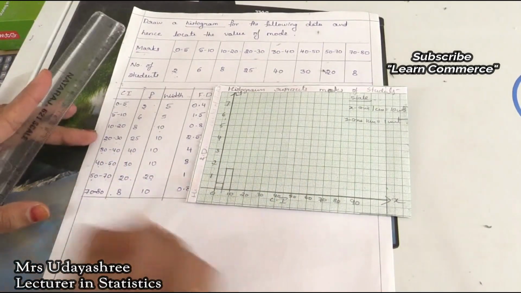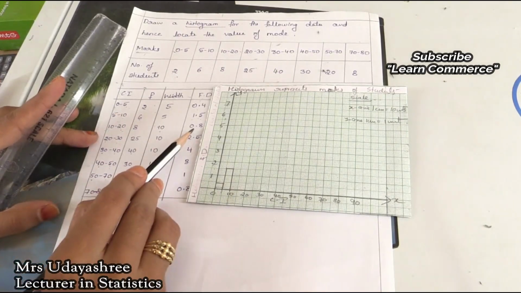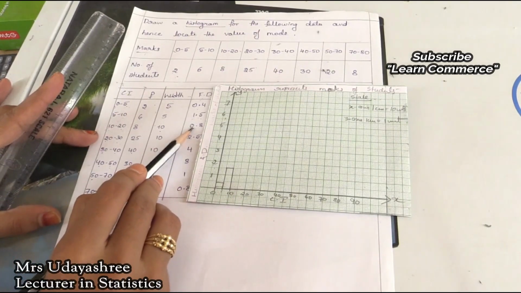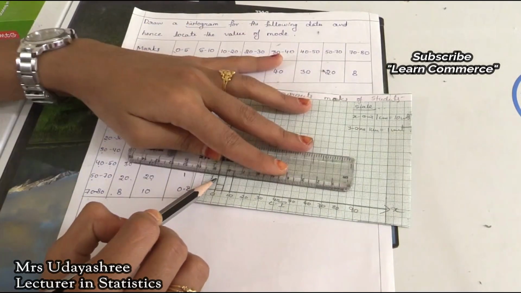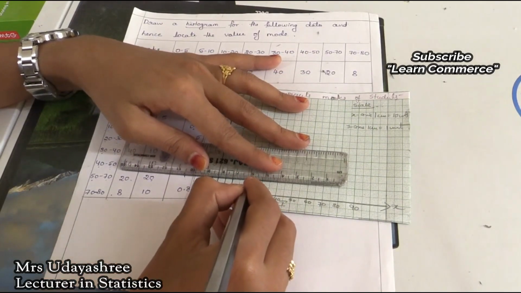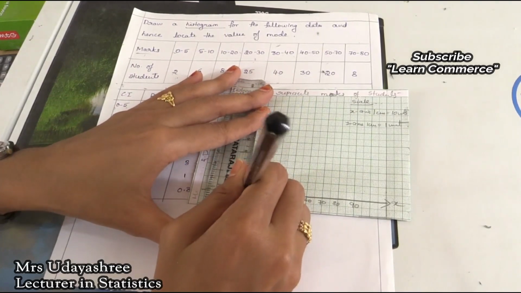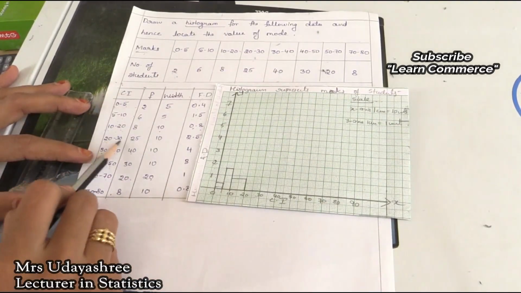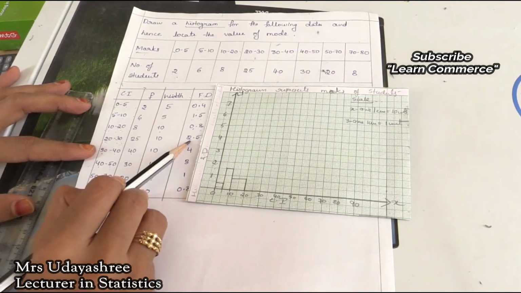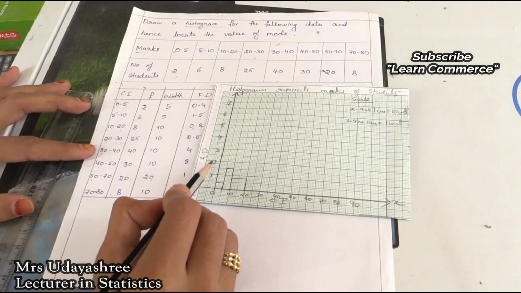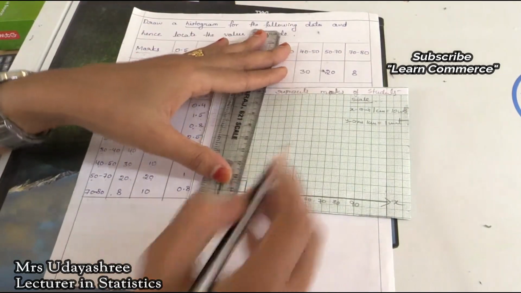Next 10 to 20, so 10 is here, 20 is here. For that the corresponding frequency density is 0.8, 1 is here, so here comes 0.8. Next 20 to 30, 20 is here, 30 is here, for that the corresponding frequency density is 2.5. So 2.5, 2 is here, 3 is here, 2.5 comes here. So here we need to draw one rectangle.